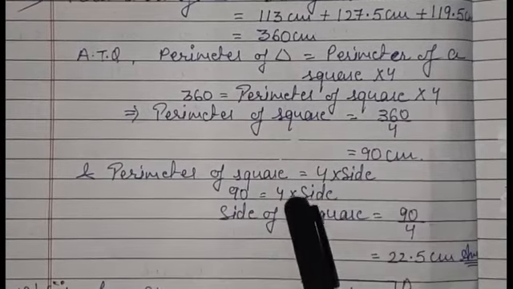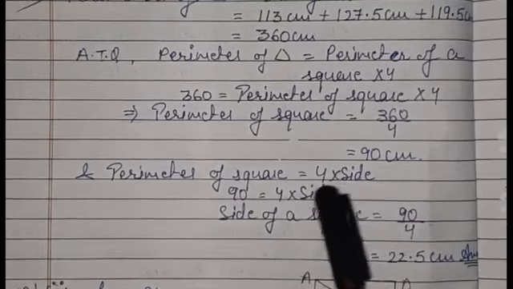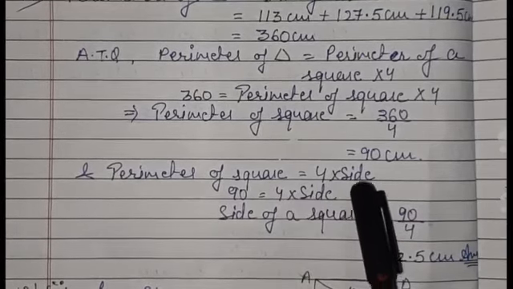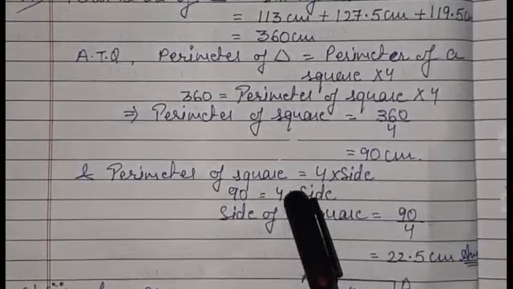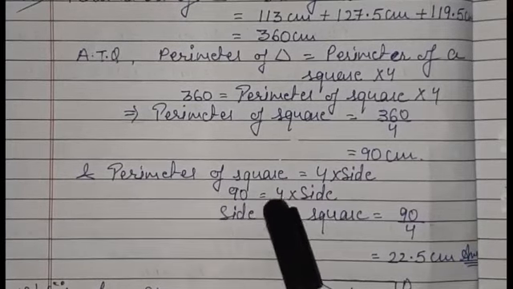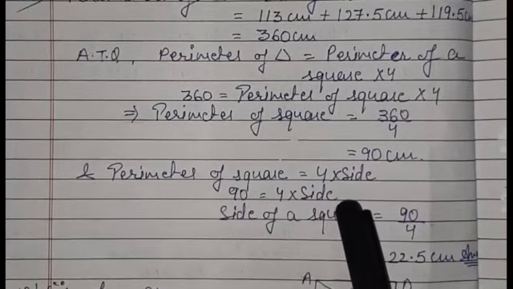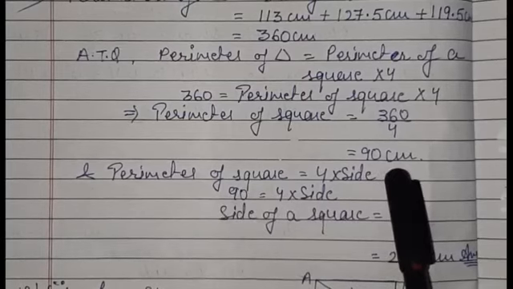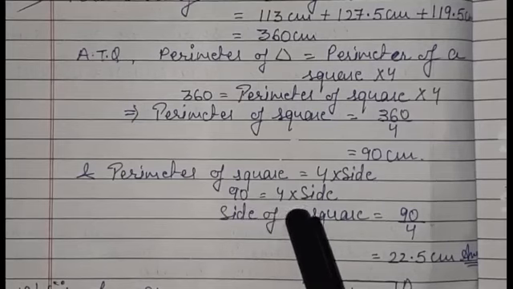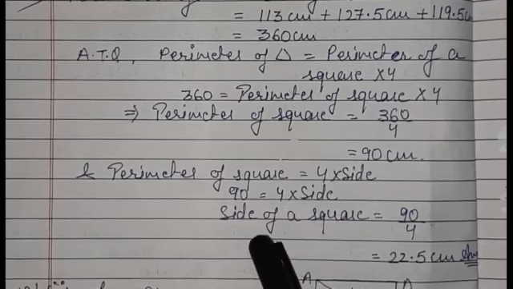In that case, we have to find out the side of the square, means the length of the side of the square. So we know that perimeter of square is equal to 4 into side. Put the value of perimeter, that is 90, which we have calculated. 90 is equal to 4 into side. So side is equal to 90 by 4, 22.5 centimeter.